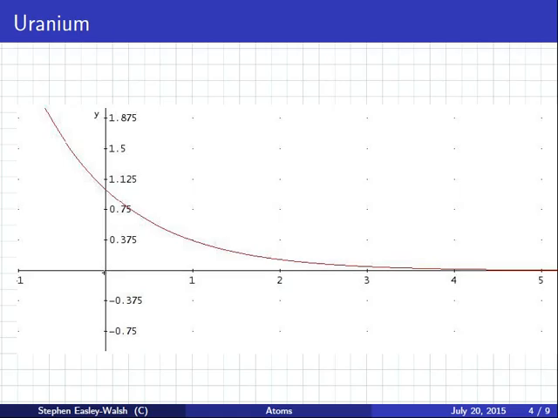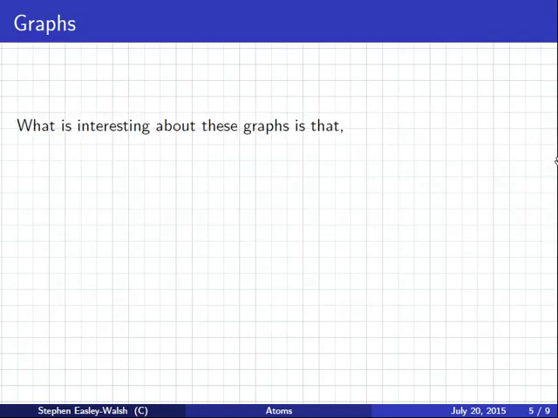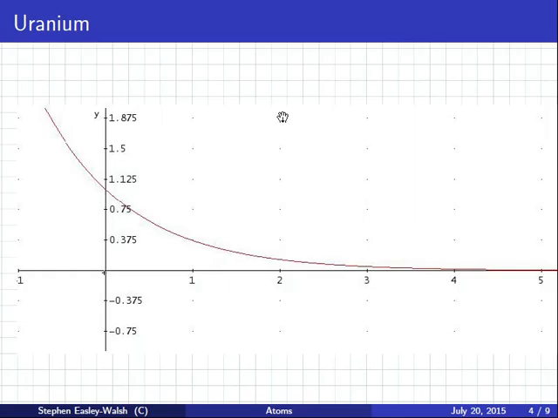So there's nothing special there. You know this already, or you should know this. That should not say uranium up the top. That's not uranium, that's a graph.